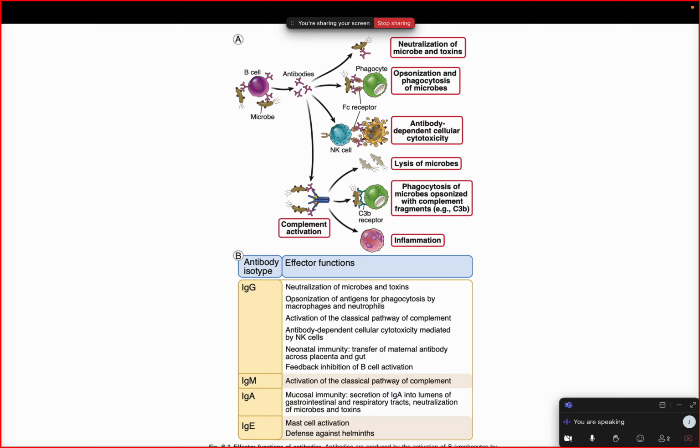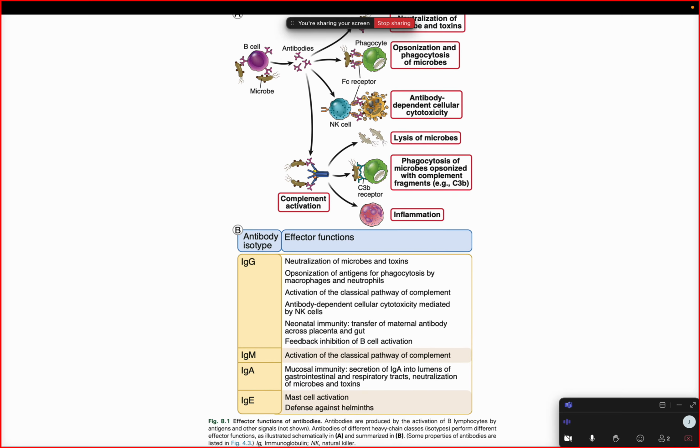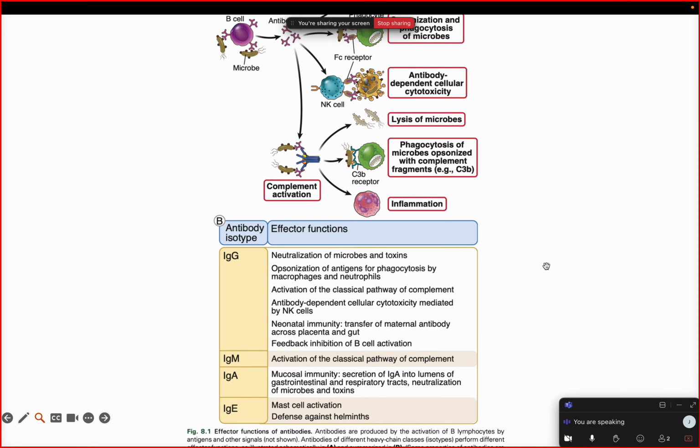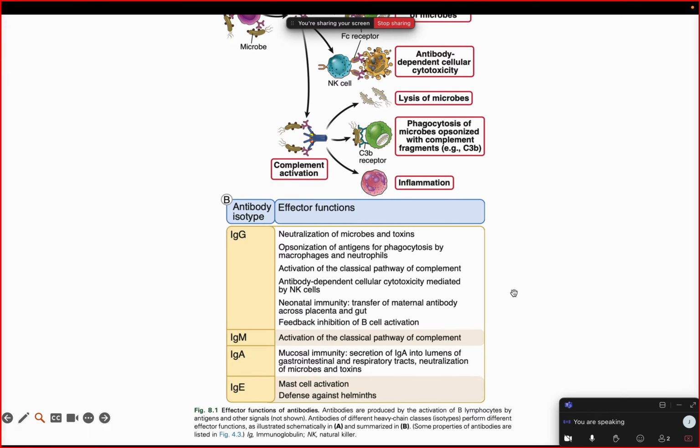Okay, then phagocytosis of microbes opsonized with complement fragments. The other pathway is complement activation. And then another thing is inflammation. Okay, so now the major effector functions of different types of antibody. If we talk about IgG, you remember IgG is the first antibody in the secondary response, right? So what functions does IgG have?